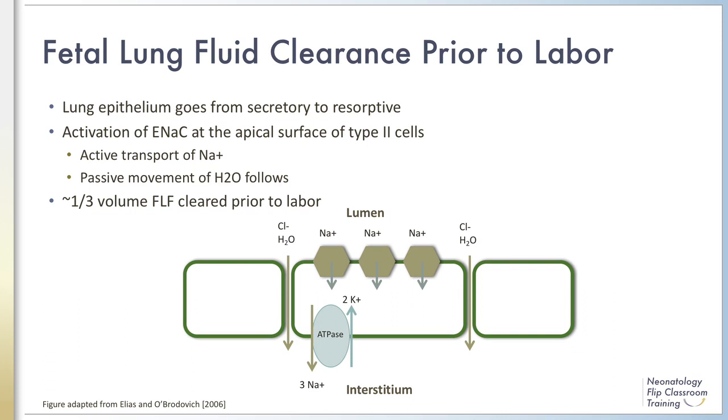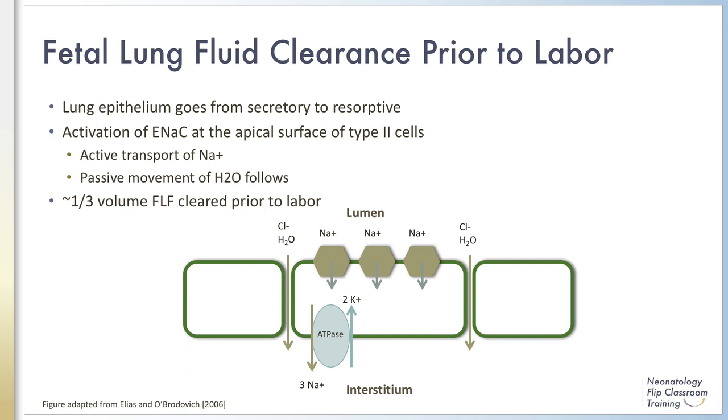Prior to the onset of labor, the lung epithelium will undergo transformation from secretory to resorptive through activation of ENaC channels at the apical surface of the type II epithelial cells. Active transport of sodium out of the cell on the basolateral side into the interstitium allows for passive movement of sodium through ENaC channels down its concentration gradient. Water then follows movement of sodium out of the airway lumen.